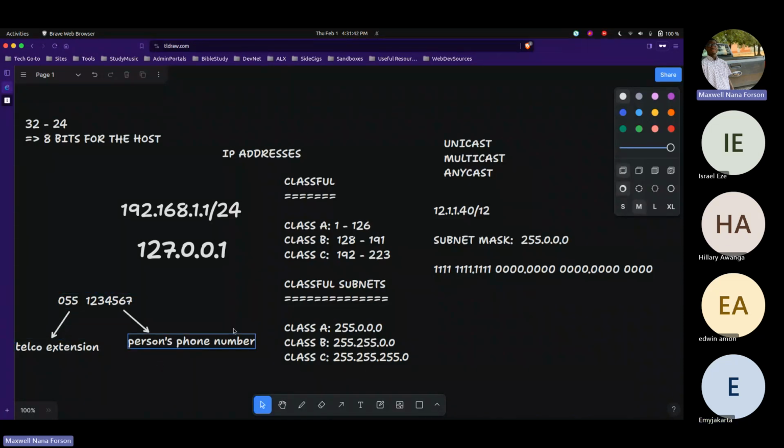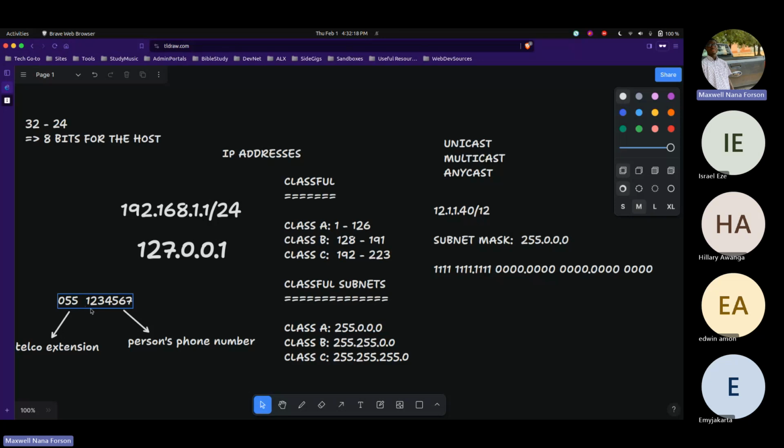So I was saying that for the classful IP addresses, they also have something like that called subnets. So the subnets tell us which part of the IP address is the network, and then which part of the IP address is for the hosts. Hosts meaning the laptop you are using, the phone you are using, anything that can have an IP address, that's called a host. Okay, so the subnet over here is similar to, let's say, the 055 here.